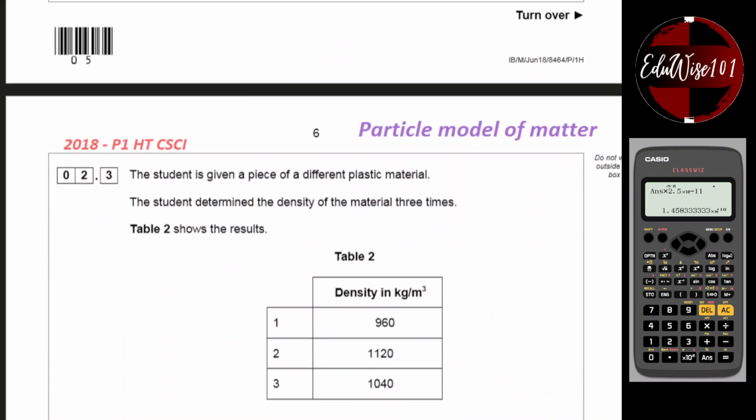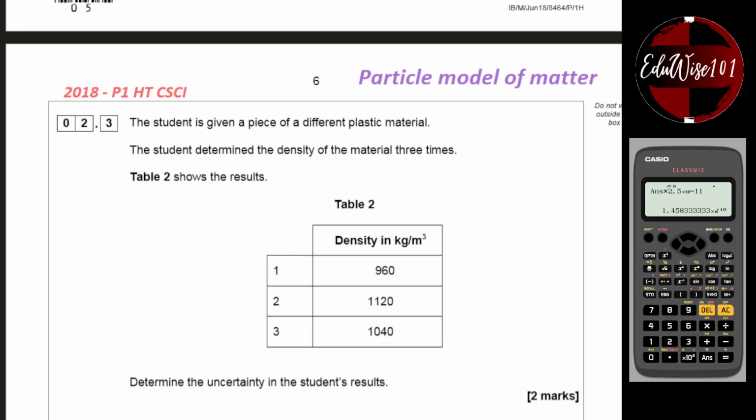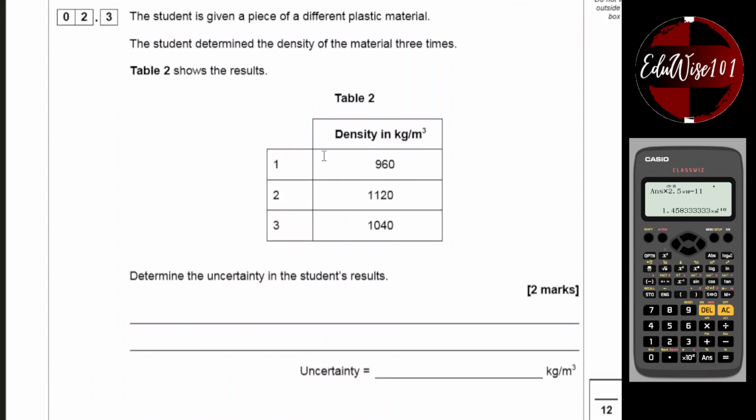Next question, question 2.3. The student is given a piece of different plastic material. The student determined the density of the material 3 times. So they worked it out 3 times. Here's the value. Determine the uncertainty in the student's results. How do you work out the uncertainty? Now, you look at the maximum value and the minimum value, right? So the maximum value is 1040. No, the maximum value is 1120.